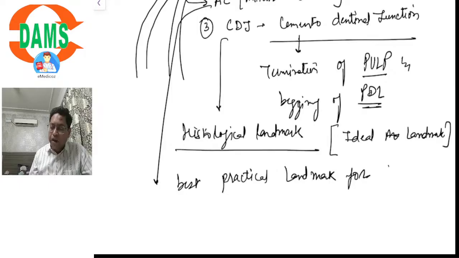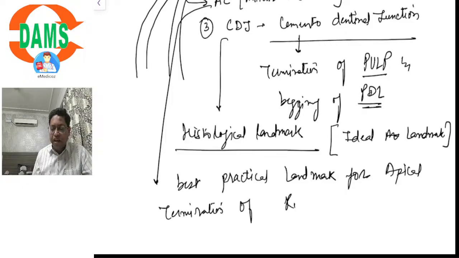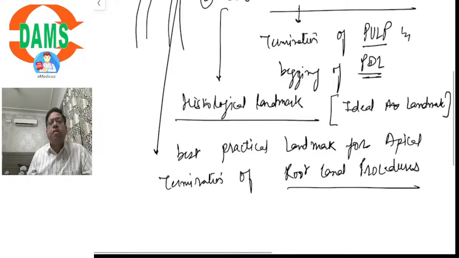For what? For apical termination of root canal procedures. What is the meaning of root canal procedures over here? Root canal procedures means the procedures like working length determination, cleaning and shaping, and obturation should ideally terminate at the CDJ. But the CDJ is not possible to be determined clinically and radiographically. So what is the next best practical landmark? The next best practical landmark is the apical constriction or the minor diameter.